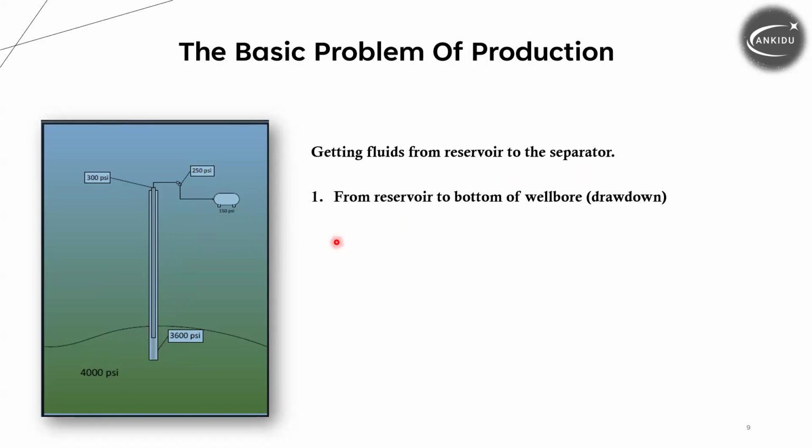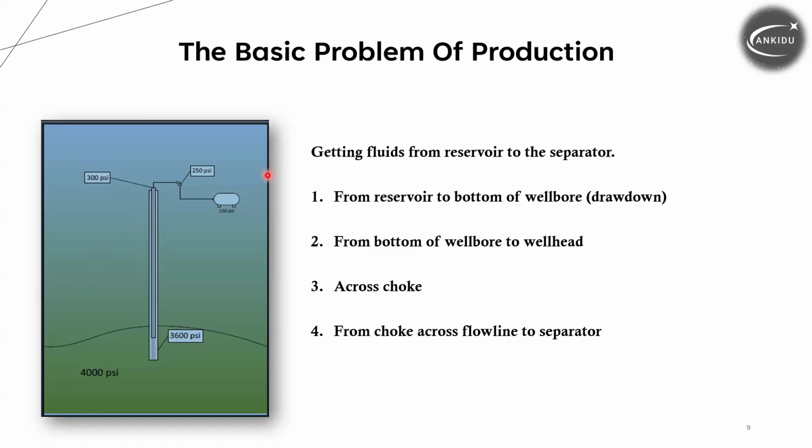From reservoir to bottom of wellbore, drawdown. So we have drawdown here: 4,000, 3,100, 600. It's sufficient to lift the liquid to the surface. From the bottom of the wellbore to the wellhead, we have 300 here, 3,600. It's enough to lift the column to the surface, cross the choke, cross the flow line, and finally reach the separator. So it's a nice illustration showing the well is flowing without any problem.